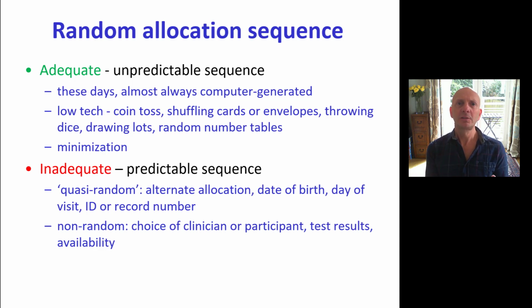There's a whole bunch of methods often called quasi-random or pseudo-random methods. Alternation, treatment control, use of date of birth to determine allocation, or day of a hospital visit, or hospital record number. These may sound fine in principle, but in fact, we don't consider them adequate. And then there are completely non-random methods, such as the choice of the clinician or the choice of the participant, or based on some diagnostic test result, or just based on the availability of an intervention. These are clearly not random and may be introducing bias.